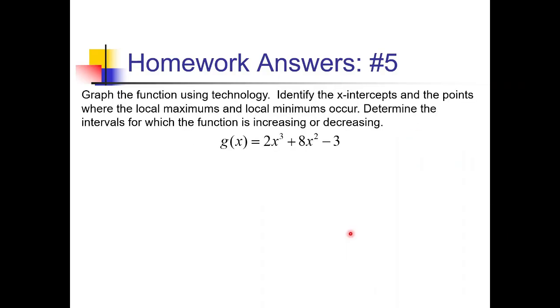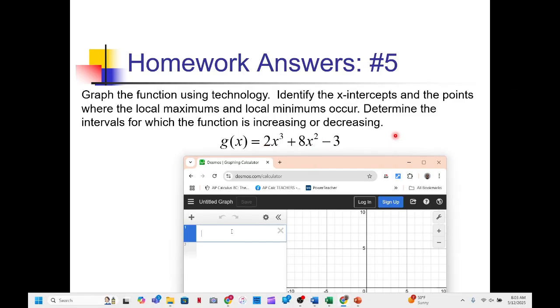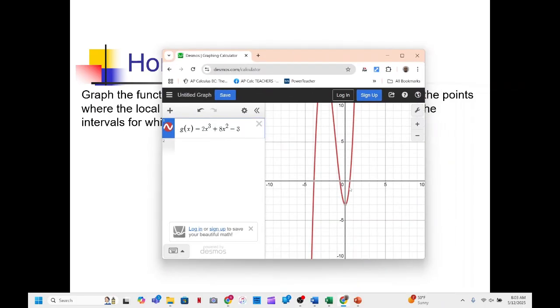For this problem, they want us to graph the g function with some technology and then do a bunch of analysis. Let's go first and put this on Desmos and see what it looks like. So here we are on Desmos. I'm going to just put the g function in here. That's going to be 2x cubed plus 8x squared minus 3. And then let's move this so I can see it. Zoom out a little bit.